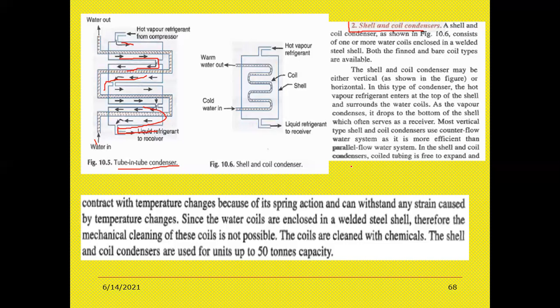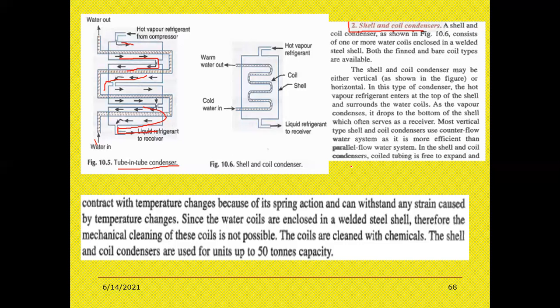We can see the shell type, which is a welded cylindrical shell. Inside we have a coil where the refrigerant is placed. The mechanical cleaning of the coil is not possible; the coils, which are immersed inside the steel shell, are cleaned with chemicals. The shell and coil condensers are used for units up to 50 tons capacity.